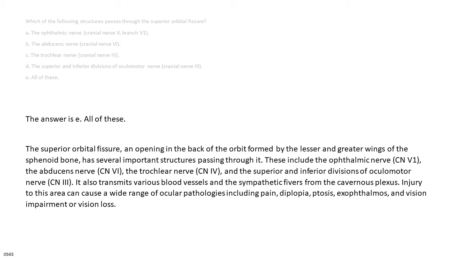of oculomotor nerve, CN3. It also transmits various blood vessels and the sympathetic fibers from the cavernous plexus. Injury to this area can cause a wide range of ocular pathologies including pain, diplopia, ptosis, exophthalmos, and vision impairment or vision loss.